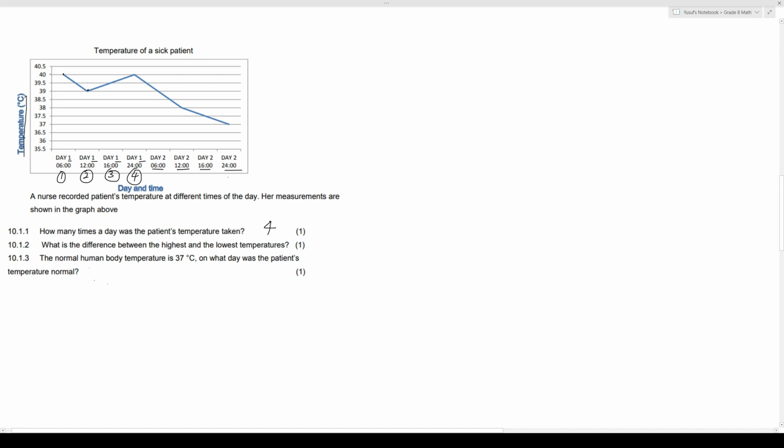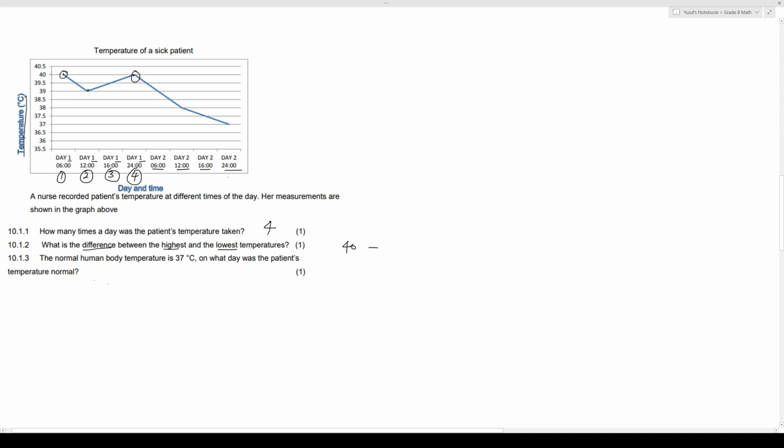Next question asks, what is the difference between the highest and lowest temperatures? In mathematics, whenever you are asked the difference, it usually means that you need to subtract something. So they want us to subtract the lowest temperature from the highest. To find the highest temperature, you look at the temperature values on the y-axis or the vertical axis, and you look at the highest point that's there. I will see that I have 2 points which have the same value, and that's 40 degrees Celsius.